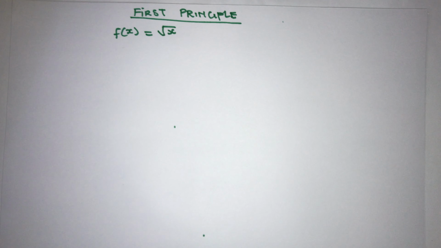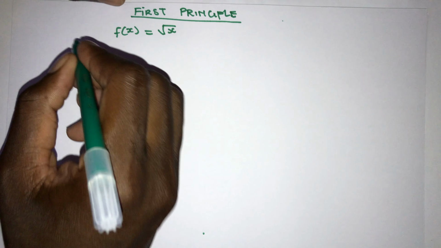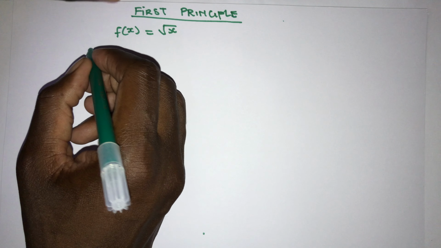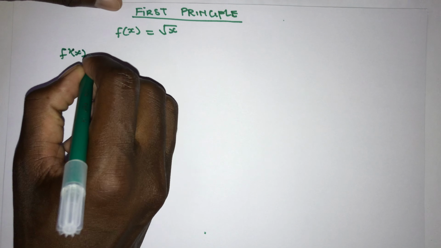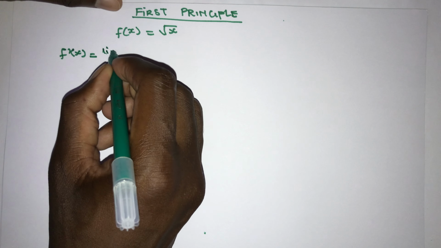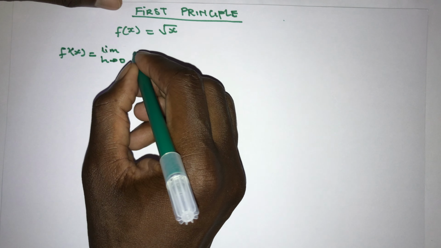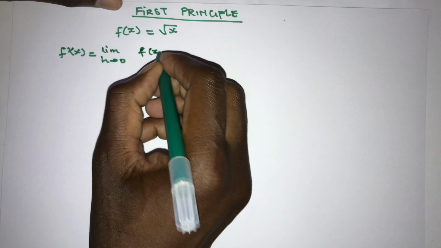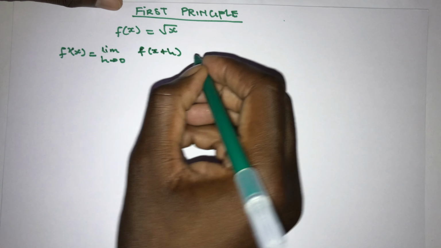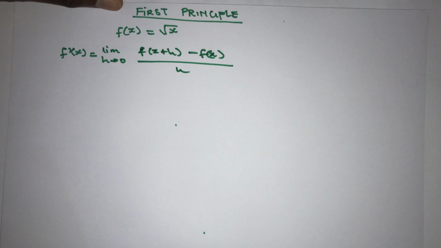Let's try this one as the first principle. If you think you're a genius, you can try it out. So the formula is f prime of x, then the limit as h approaches 0. So here we have f of x plus h, then minus f of x as the formula, then divide by h.